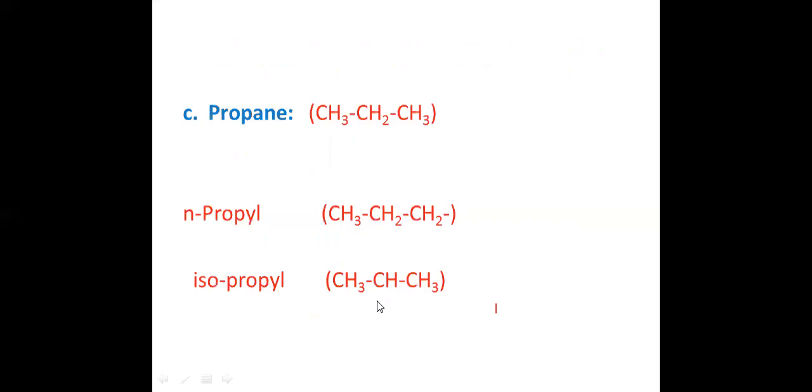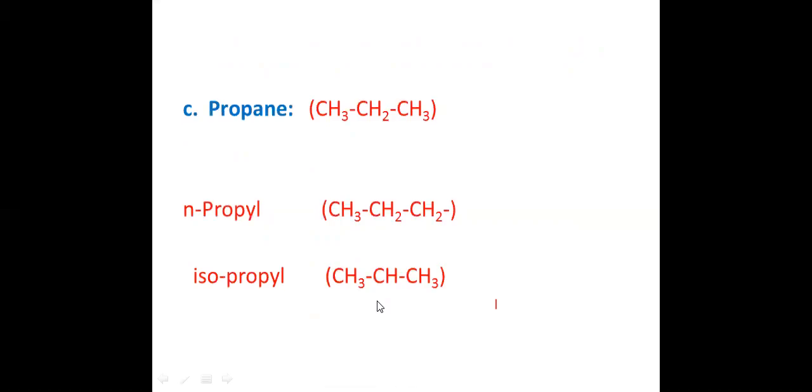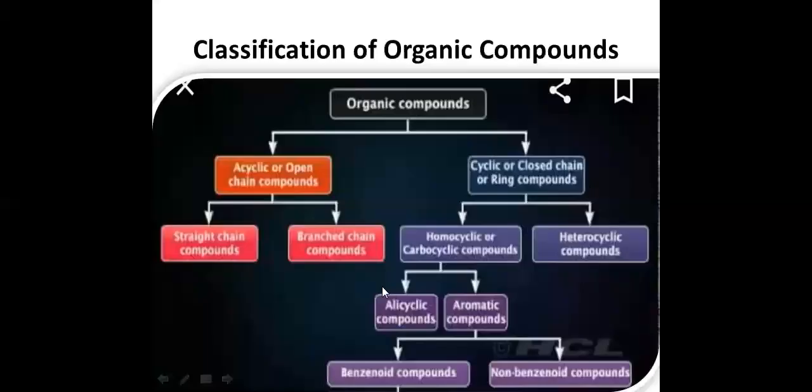Another example is propane. Propane will also give us n-propyl if the terminal hydrogen is removed, and isopropyl if the hydrogen is removed from the middle carbon atom. So it will give us isopropyl.